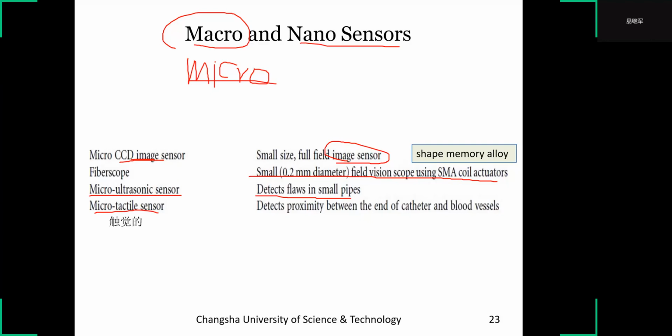Next is sensor selection criteria, the next chapter.